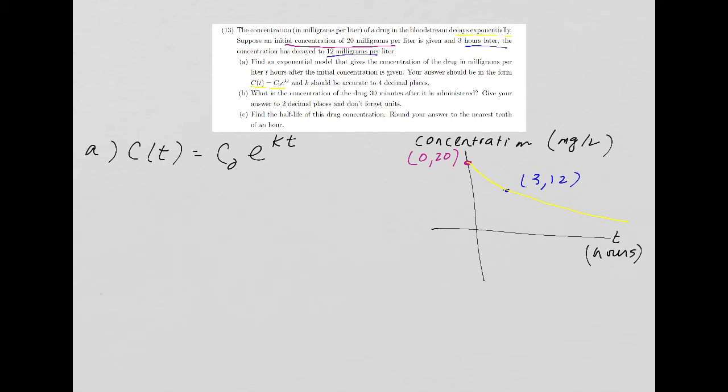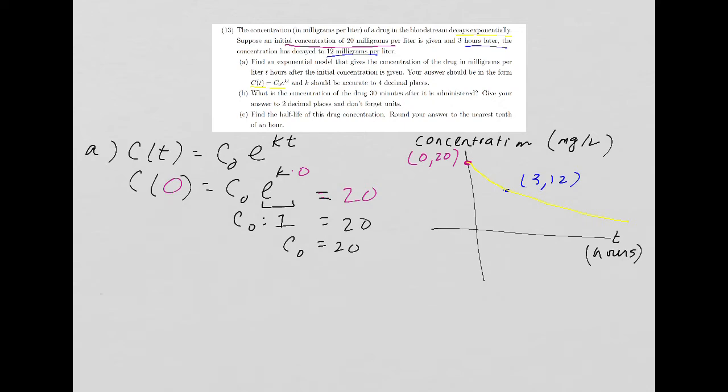Okay, so what we can do is use the first point that I've used pink for, and I'm going to put in the values of the pink. So when time is 0, this is equal to 20. Any number raised to the 0 power is 1, so this term becomes 1. So we have C sub 0 times 1 is 20, and this is the same as saying C sub 0 is 20.